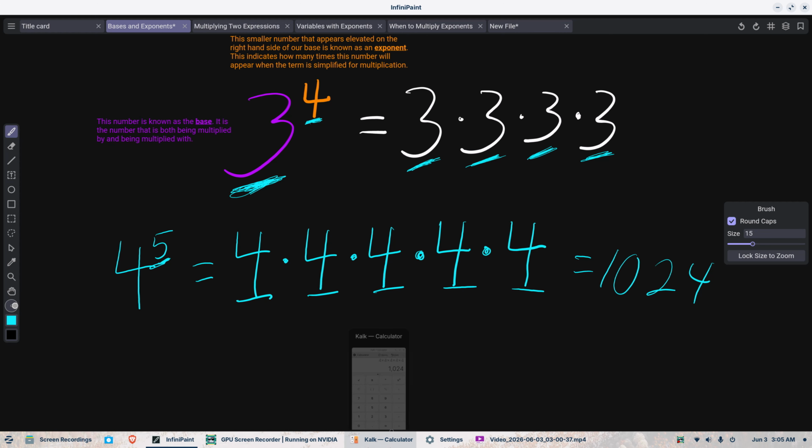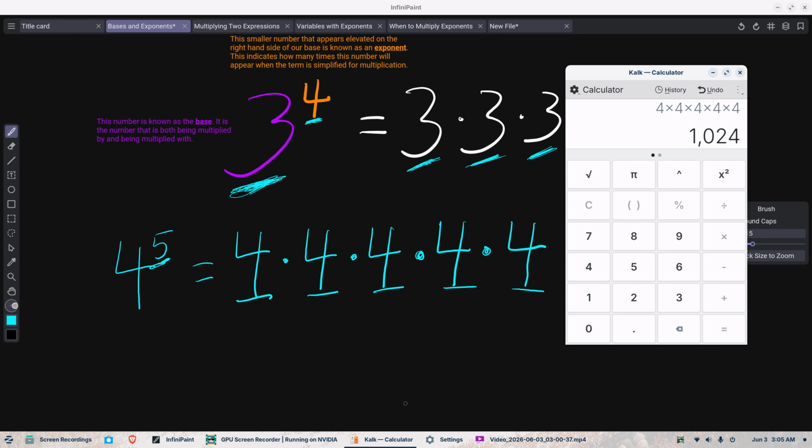Or what we could do is many calculators have a button that is reserved for using exponents. And on my calculator, it appears as this button right here. So if I were to hit 4, and I click on this button that looks like a little up arrow, it is going to give me the opportunity to put in an exponent. And then when I type in 5, you can see that a little 5 was filled in for the 4, and we get the same answer, 1024.